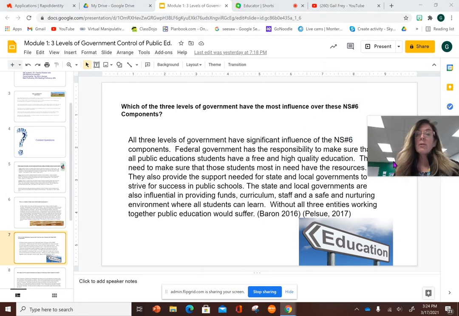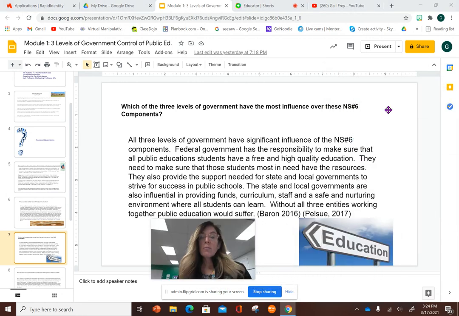Which of the 3 levels of government have the most influence over these NELP Standard 6 components? All 3 levels of government have significant influence over the components. Federal government has the responsibility to make sure that all public education students have a free and high quality education. They need to make sure that those students most in need have the resources. They also provide the support needed for state and local governments to strive for success in public schools.